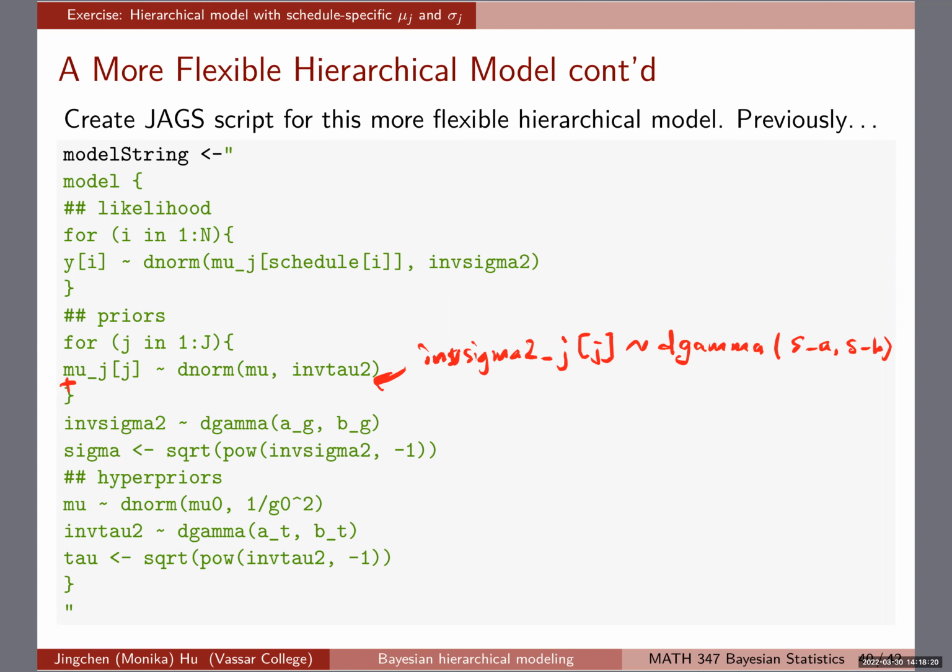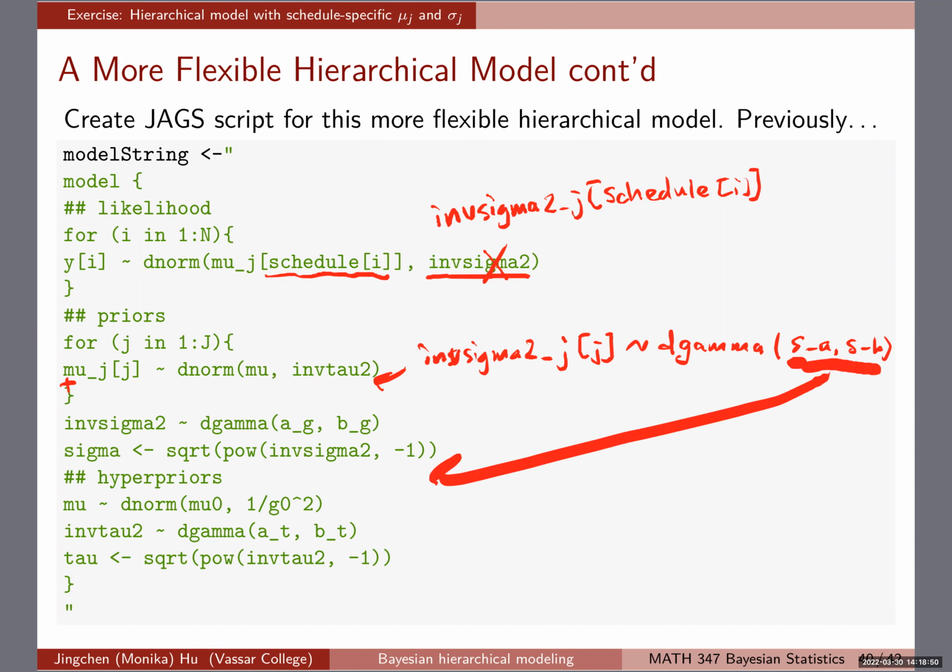So this will be what you should add within the loop over here, but immediately after the mu j line. And another thing you need to change over here is that instead of the shared inverse sigma 2, you should have inverse sigma 2 j, and also use the index i to make sure that you get the right j. If that makes sense. So I think that would be the main thing. Let me just write it out. That would be the main thing that you need to change. But accordingly, because now we're introducing SA and SB as well, you will need to add them into the hyper prior sections to give them the appropriate hyper priors as well, if that makes sense.